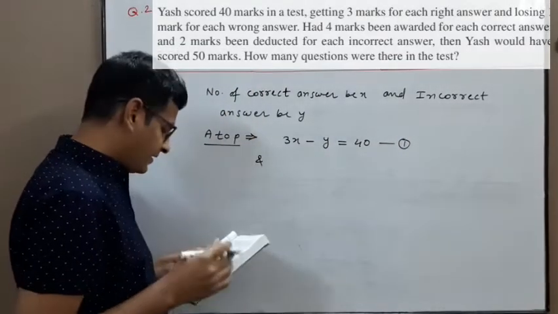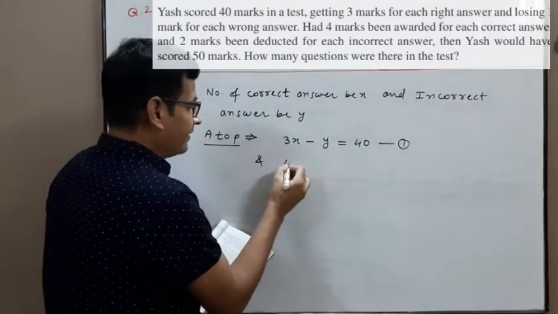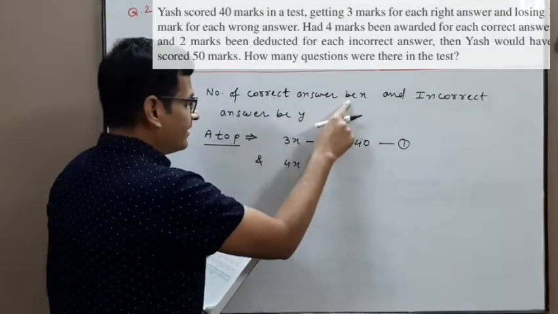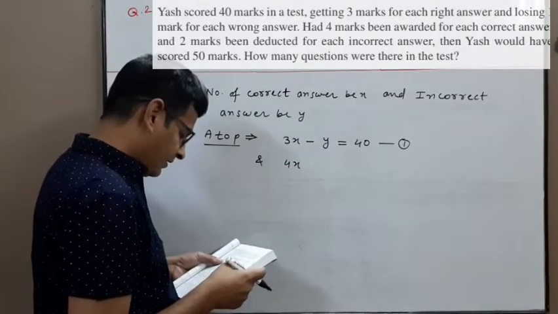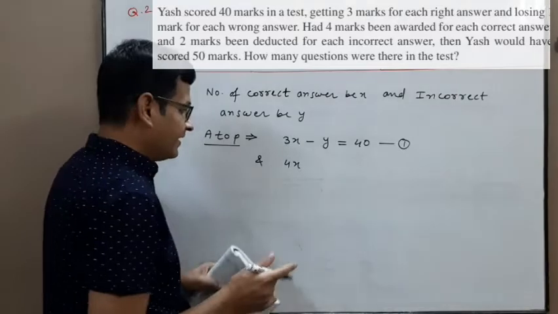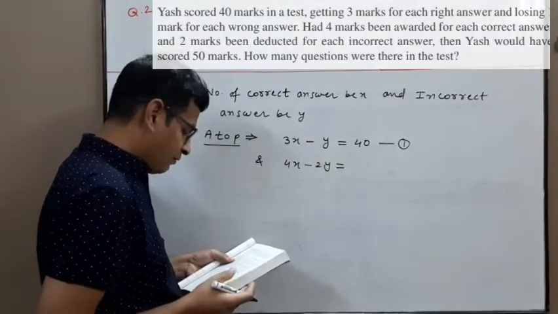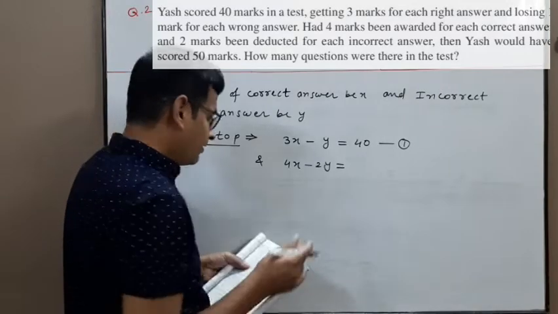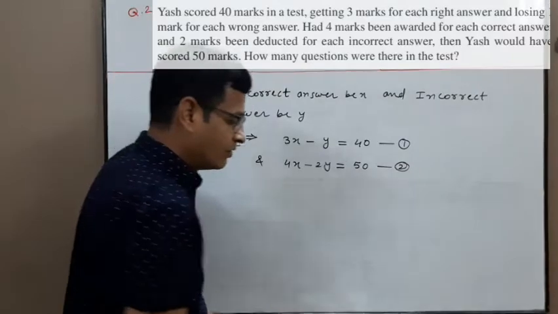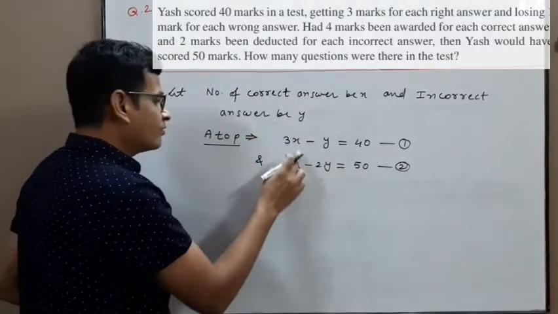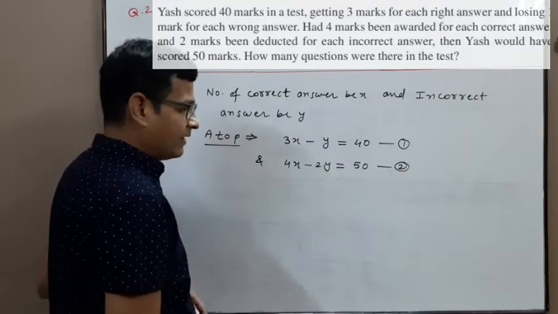And the second condition, 4 marks been awarded for each correct answer. So number of correct answers x, so marks for correct answers 4x. And 2 marks been deducted, so minus 2y is equal to 50 marks. Equation number 2. Now solve these two linear equations in two variables by the cross multiplication method.